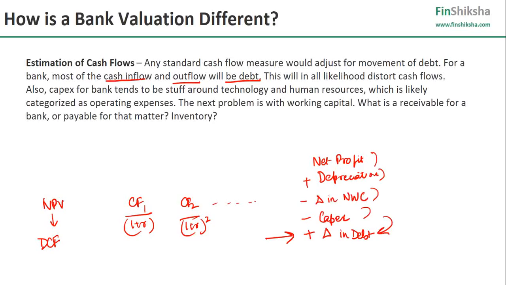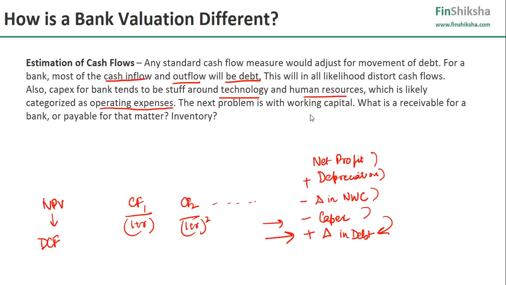It just appears extremely odd or different from some of the other sectors that you would find. The second thing is, what is Capex for a bank? Most of the Capex for a bank would be stuff around technology or human resources. And that is not really treated as Capex. Most of the companies would end up treating that as an operating expense. It gets expensed out. It doesn't get accounted for as a capital expenditure. And so that creates a second problem.